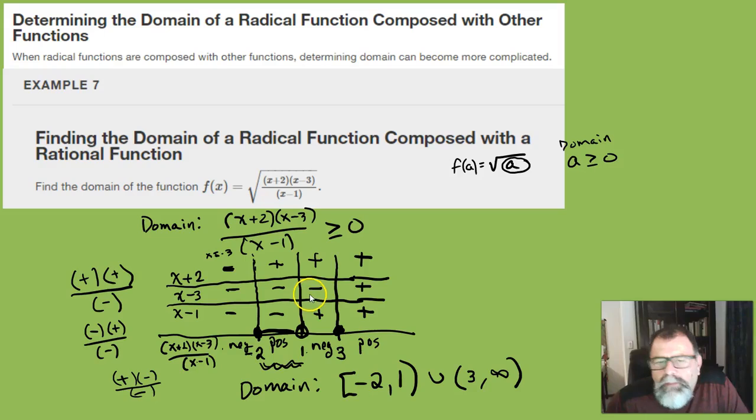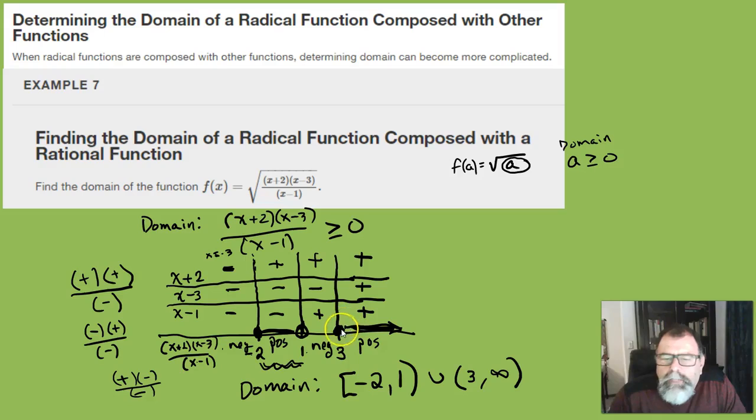There's a couple other ways you can do it. You can just do a straight test point, plug in a number, and calculate it. You can also look at the graph. If you look at the graph, you just see what x values make the graph greater than 0, that's above the x-axis. And you can see it'll be in these two regions of the x-axis, from negative 2 to 1 and from 3 to infinity.